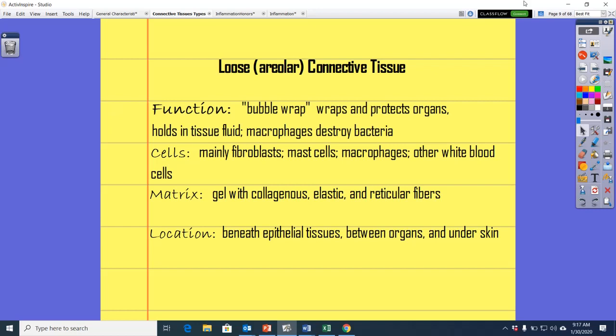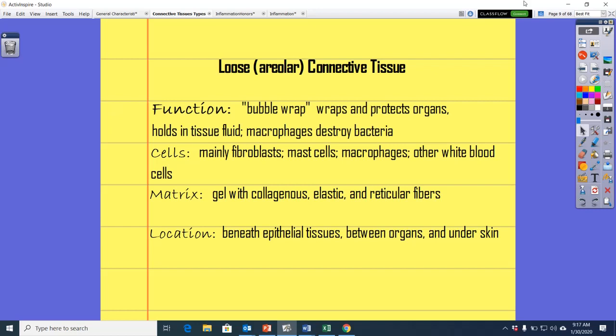The matrix, remember that matrix is the part of connective tissue that is non-cellular. It's everything but the cells, and it's going to be gel with collagenous fibers, elastic fibers, and a few reticular fibers. You may not see the reticular fibers, but they're there. They're just not very tightly packed, which again is why this is a loose connective tissue.